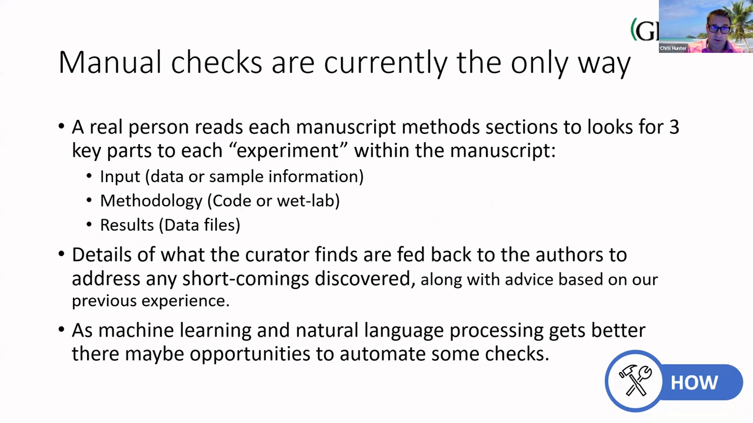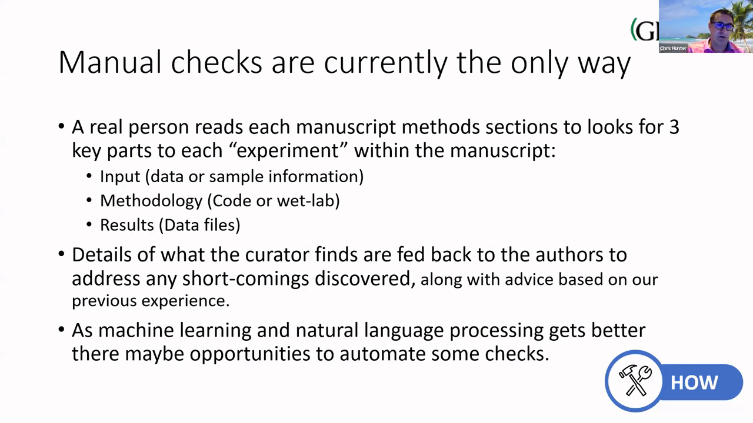We look for the input data. So if they've generated data, where have they hosted it, where have they put it? If they've reused other people's previously published data, have they cited it correctly? Is it in a public repository? Do they have permission to use that data? Methodology, whether that's code or wet lab, we make sure that that's described adequately within the manuscript or on a repository of some sort like protocols.io or somewhere like that. And then the results, or the data files, essentially what they have produced.